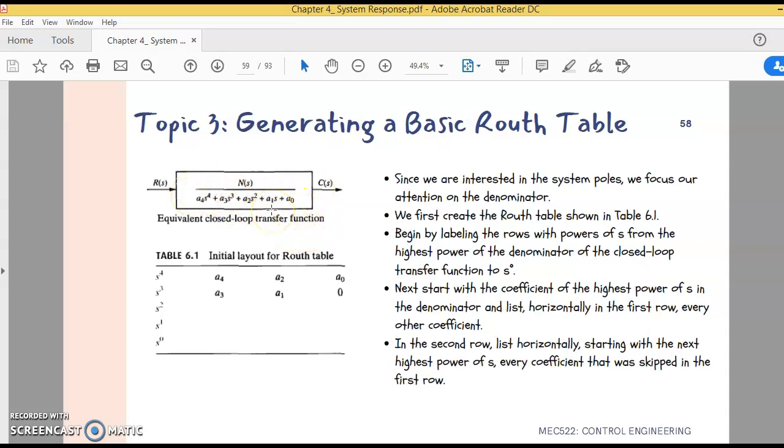Then you susun to both first two row, S4 S3, because yang paling highest kat sini S power 4, and then susun alternate A4 and then A2 and then A0, and then for the second row you susun A3 A1 and 0. So yang tak ada value tu you just put 0. Okay, dah settle for this one.